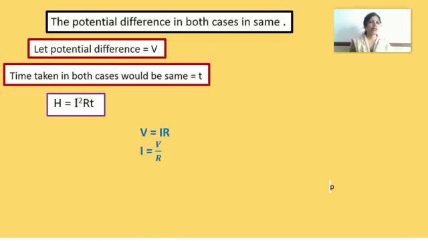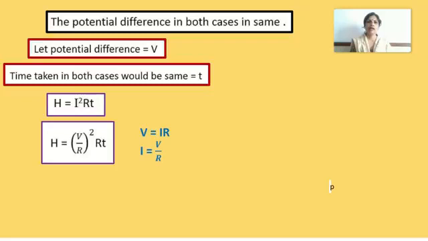We will substitute this in the formula because you should make out, children, that in the question we are not given current anywhere. We are given the potential difference. So our formula should be with potential difference V. In place of I, we will substitute V/R. So the formula changes to H = V²/R × RT. So what will we get? V²/R × T. One R will cancel.